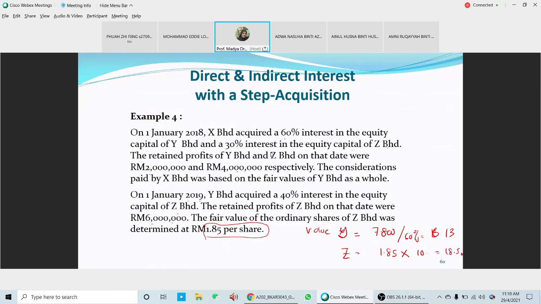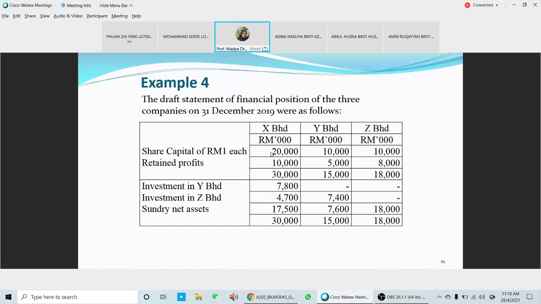Okay, so this is to find the value of the company as a whole. So this is what you have. Investments, so 4.7. Okay, this one is for 30%. This one is 60% in Y. So this one is for how many percent that you have previously before this. Z in Y, you have 40%.